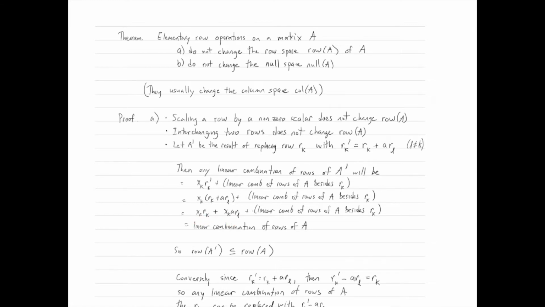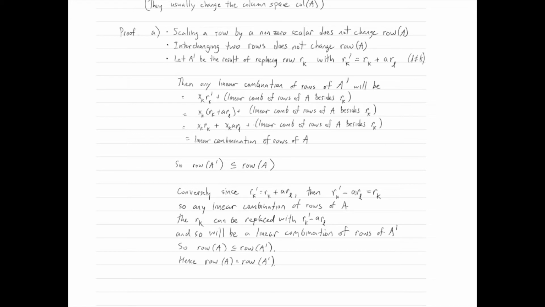And so what we see is that this linear combination is a linear combination of Rk and some other rows of A. Therefore, since Rk is a row of A, we have a linear combination of rows of A. So if we start with any linear combination of rows of A prime, we get a linear combination of rows of A, and that's equivalent to saying that the row space of A prime is a subset of the row space of A. The proof of the converse direction is similar.